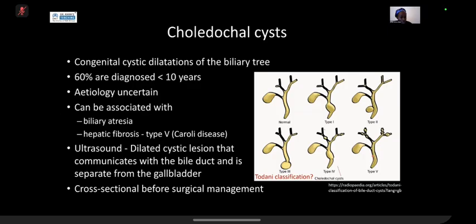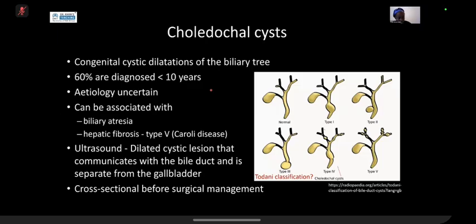So you can have type 1, which, like I said, is the common bile duct. You can have type 2, which involves your cystic duct, and then depending on the involvement of your intrahepatic ducts, can upstage you into type 4 or type 5. 60% of choledochal cysts are diagnosed in the pediatric population, particularly under the age of 10, although it can be asymptomatic and you can be diagnosed as an adult.